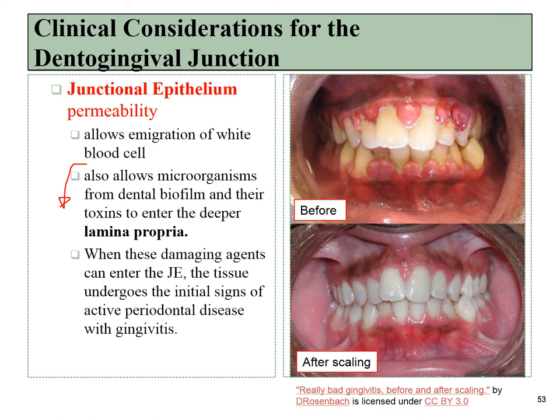Nevertheless, when microorganisms come into contact with white blood cells, this typically triggers an inflammatory response, which, as you remember, can lead to swelling or edema. Therefore, we often see regions of swelling in this part of the body. Any damage to the junctional or sulcular epithelium is going to lead to edema here. This may indicate underlying periodontal disease or gingivitis.